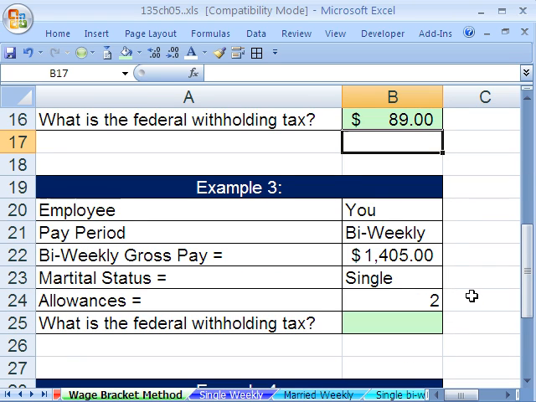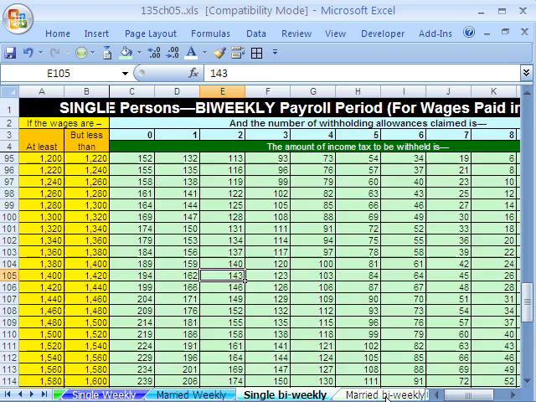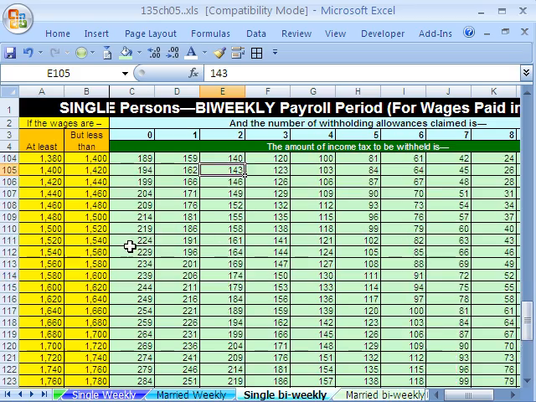$89. Now we come down here, the next example. Oh, we have a biweekly single. So that's over here, I see. $1,405, 2 allowances. So I come over here, completely different sheet.